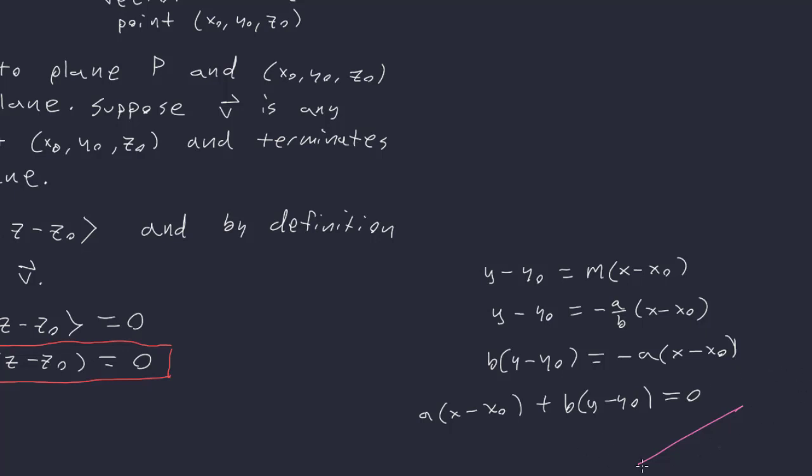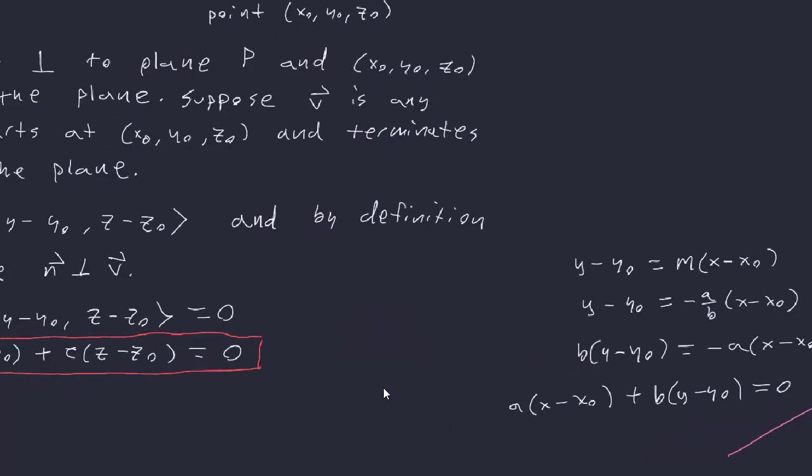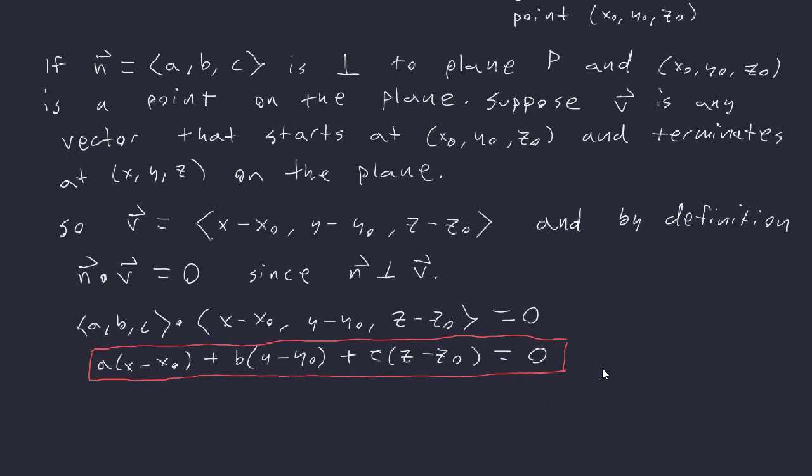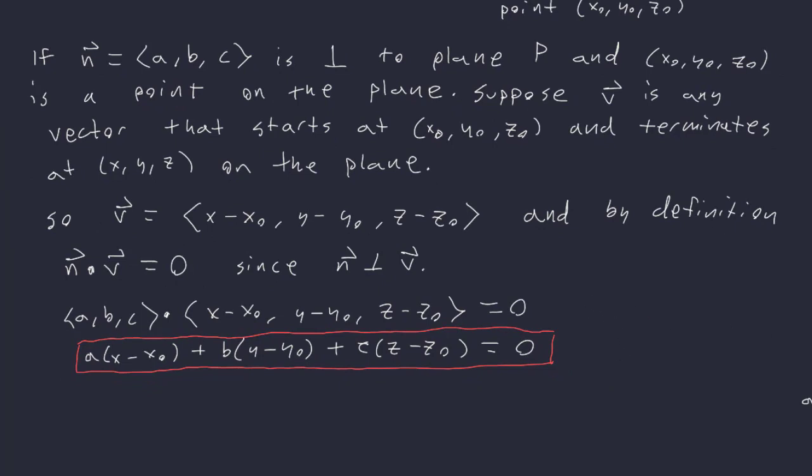So that's our linear expression in 2 dimensions. This is what we got as the definition of a plane. And this is our linear expression in 3 dimensions. Right, the variables themselves are linear, and we get an a times the x stuff, a b times the y stuff, and a c times the z stuff.